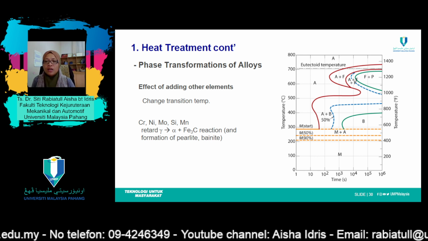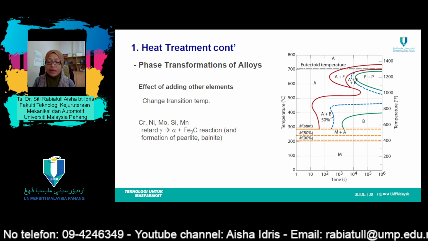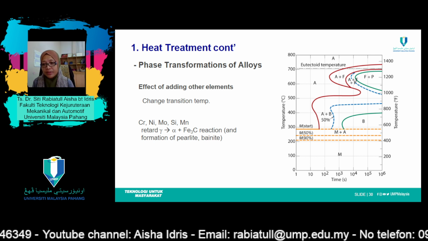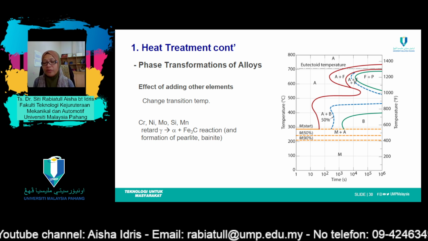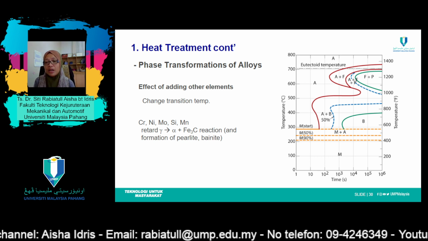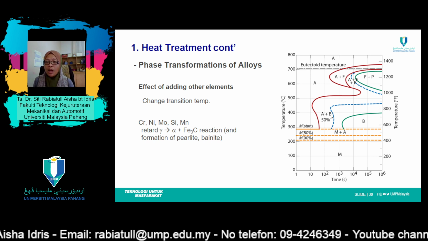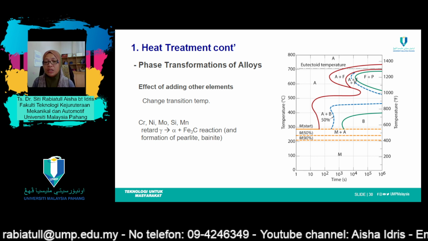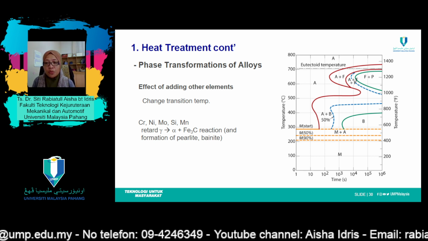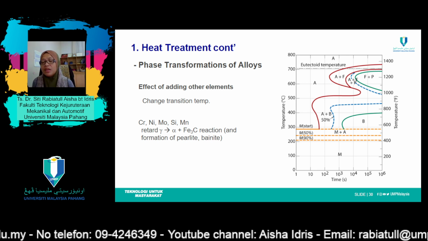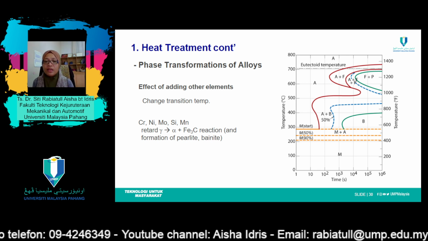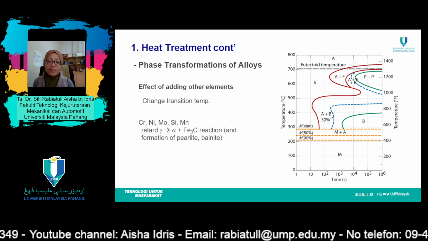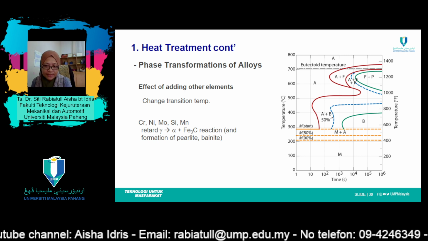Other than that, if we add other alloying elements into the steel, it will change the transition temperature. So it will take some time to reach, for example, martensite or austenite or ferrite, bainite, and so forth. Examples of alloying elements include chromium, nickel, molybdenum, silicon, and manganese. The addition of these elements will retard the formation of, for example, alpha ferrite and cementite, or bainite or martensite from austenite.